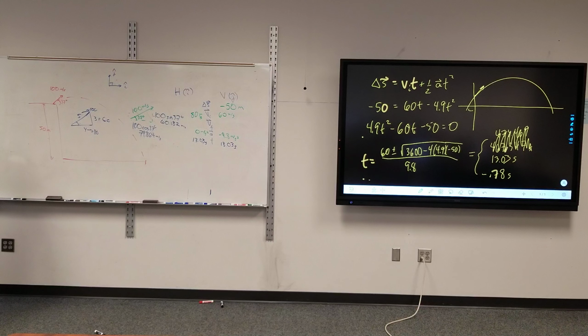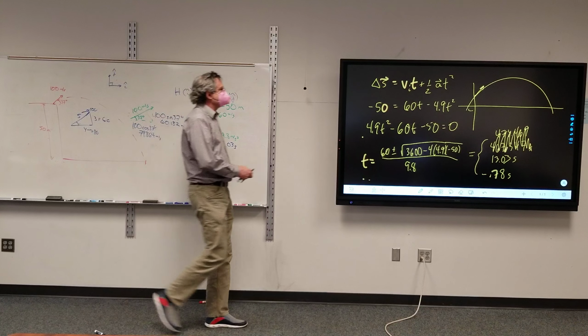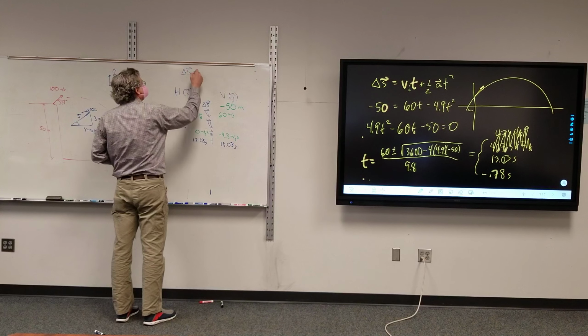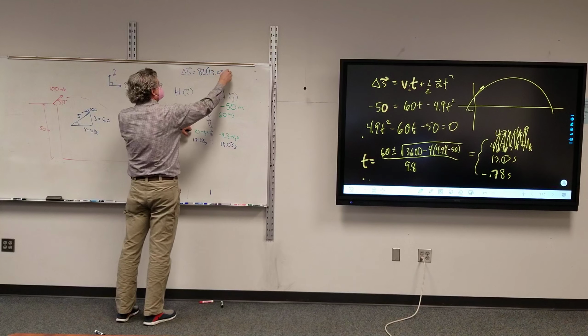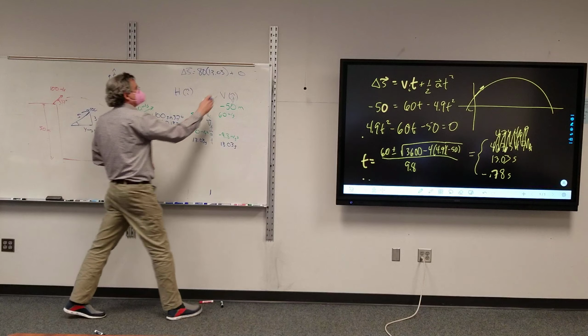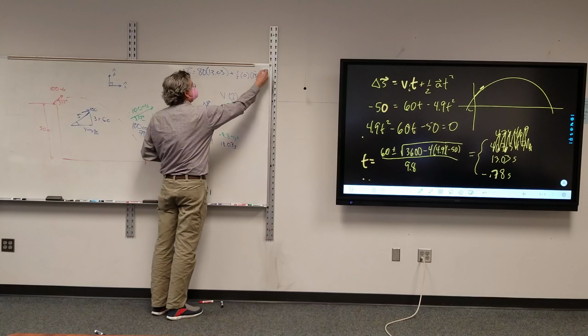Just flashing back to the classes where I had several people get all the same wrong answer. So, all right, here we go. I now know the time it's in the air. How do I figure out how far out it goes? So delta S equals 80 times 13.03 plus, I guess at this point, let me write it out, 1/2 times 0 times 13.03 squared.